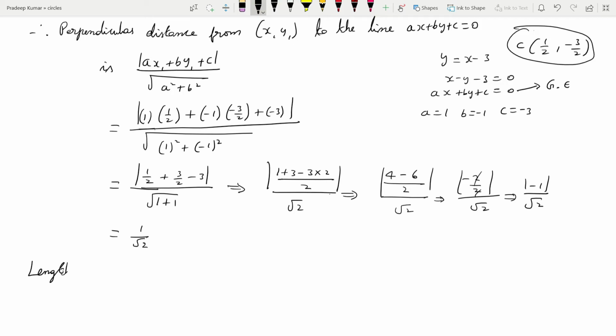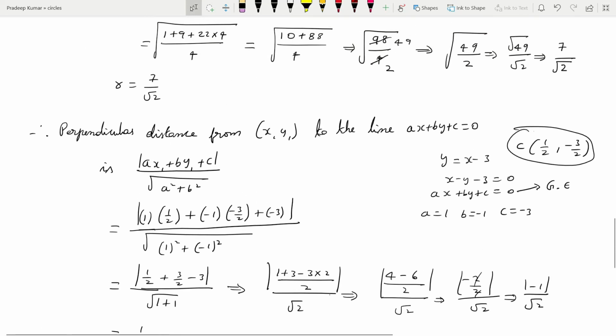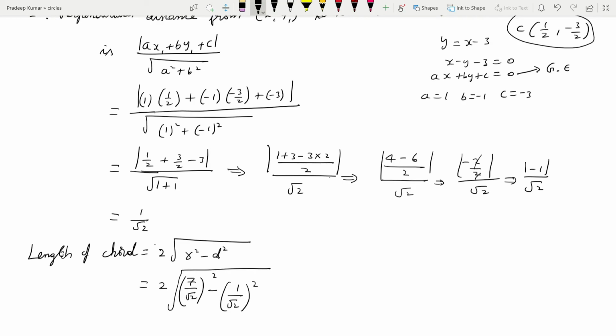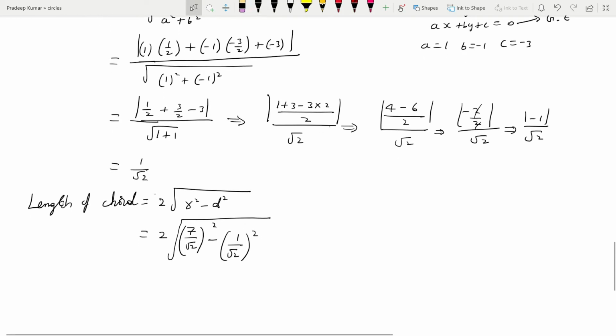So I can write here length of chord. We have the formula to find the length of the chord, that is 2 into under root of r square minus d square. So let's substitute the value: 2 into the radius, the r value that we already found, that is 7 by root 2. So I can write 7 by root 2 whole square minus the d value we just got, that is 1 by root 2, whole square, and there is an under root. Let's solve this forward and see what value we get.